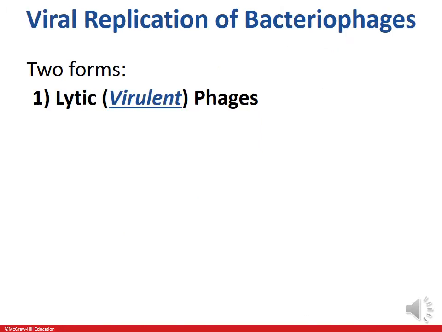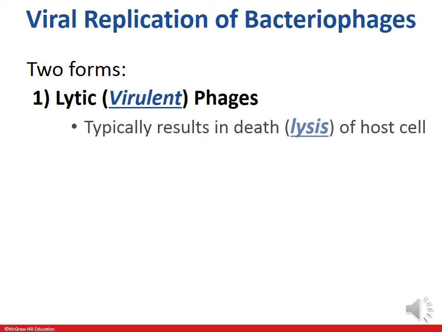And when they replicate, once they get inside their host cell, they're going to have two forms of replication, or two different life cycles, if you will. The one group is going to be called the lytic phages, and they sometimes are called virulent phages because virulence means dangerous, right? These guys are literally going to kill their host cells. After they've replicated, they're going to bust out and kill the host on the way out. And so that's why they're called lytic, because they cause lysis in the host cell.